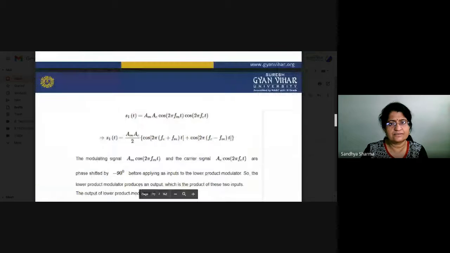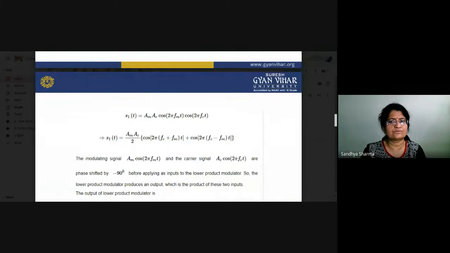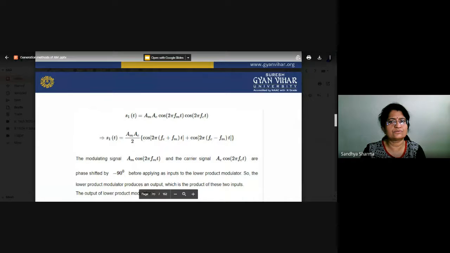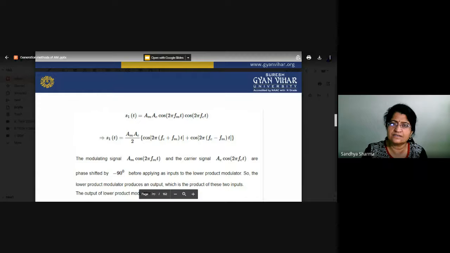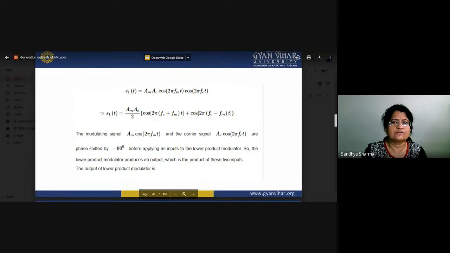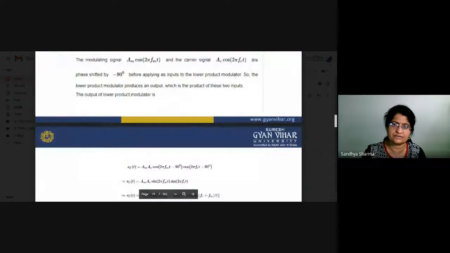So those are the basic equations, Am Ac cos omega m t. So this is s1(t). You can again calculate the spectrum, positive and negative; we will find out two spectrums. The modulating signal and carrier signal are phase shifted by 90 degrees before being applied as input to the lower product modulator. So we have two product modulators, and the lower product modulator produces an output which is the product of these two input signals.